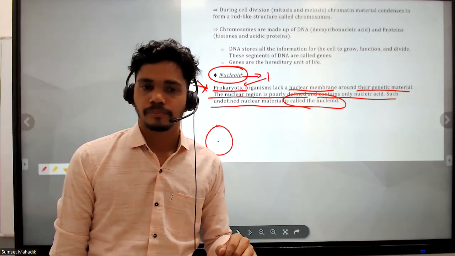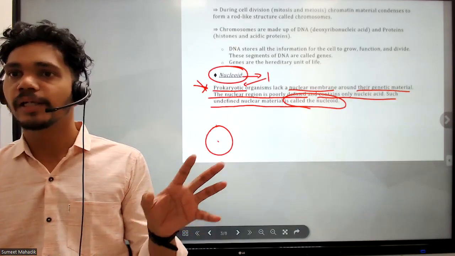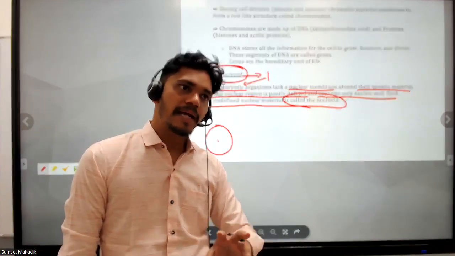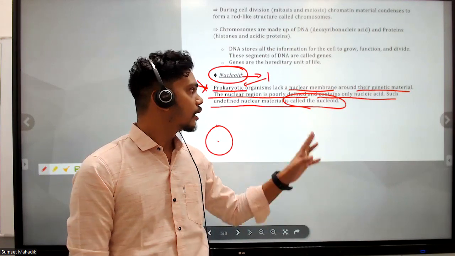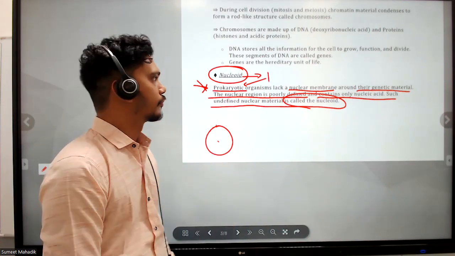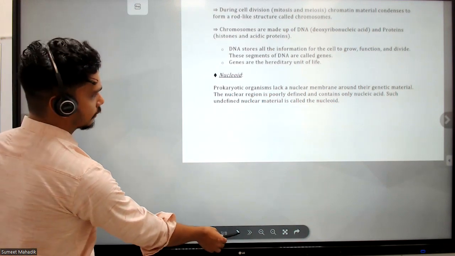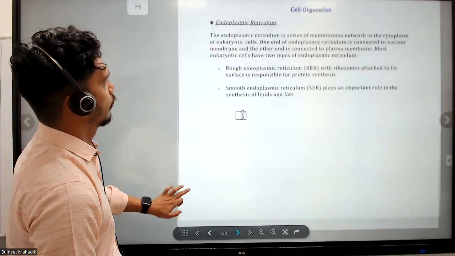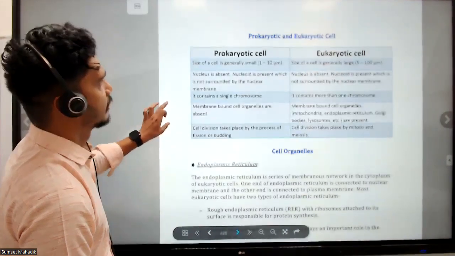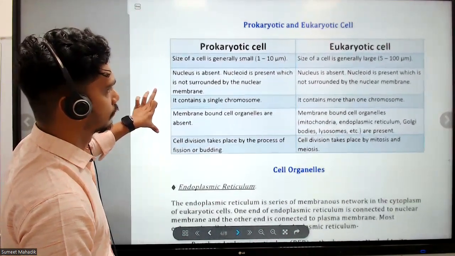Okay. So prokaryotes do not contain a nuclear membrane. Because of that, the organelle is called a nucleoid. Notes will be provided, don't worry, just write that sentence. Now we are moving to the next part. This is very important.